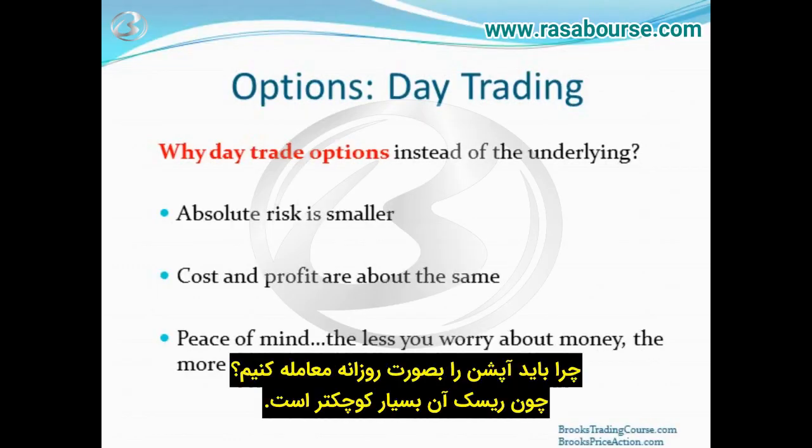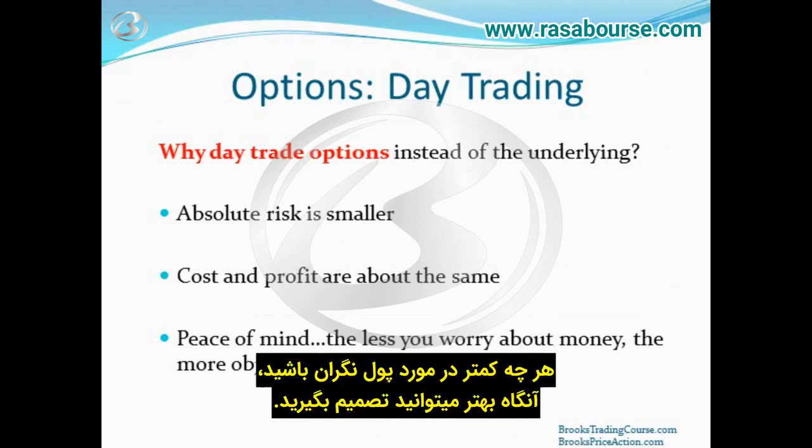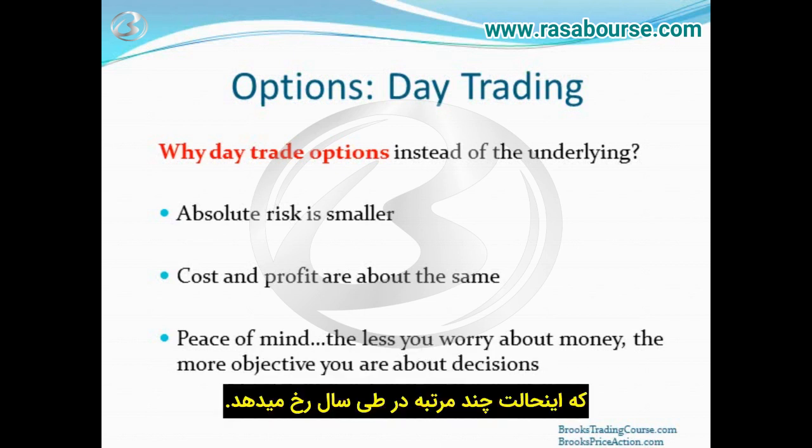Why trade options as day trades instead of trading the underlying? Well, first of all, the absolute risk is much smaller, yet the cost and profit are about the same, and it gives you peace of mind. The less you have to worry about money, the more objective you are about your decisions, especially when the market is in unusual circumstances, moving very, very fast, as it does several times a year.